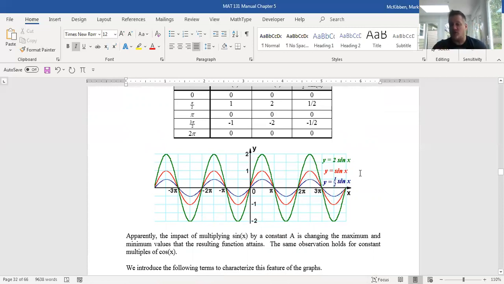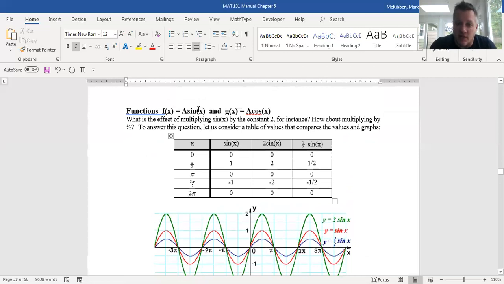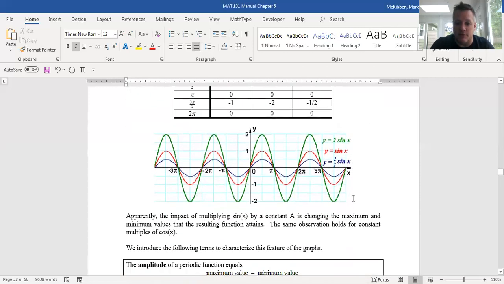But I'm not changing the period. The period is still the same, still 0 to 2 pi here. The only way to change the period is to change the input, to multiply it by a constant in the input. So the number on the outside simply changes its amplitude.